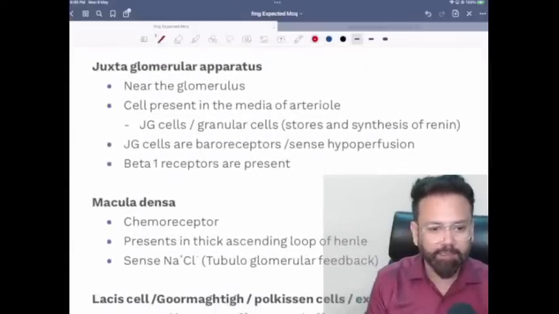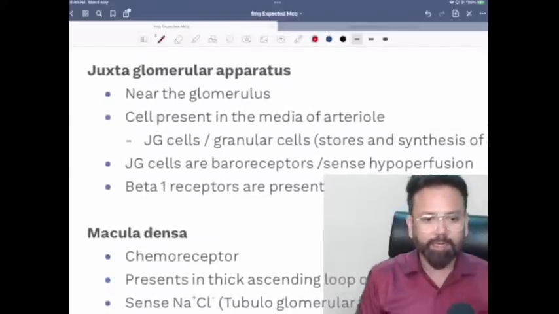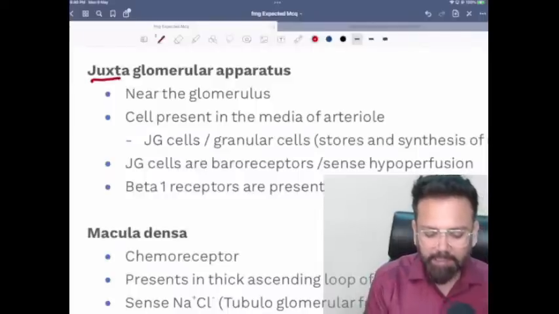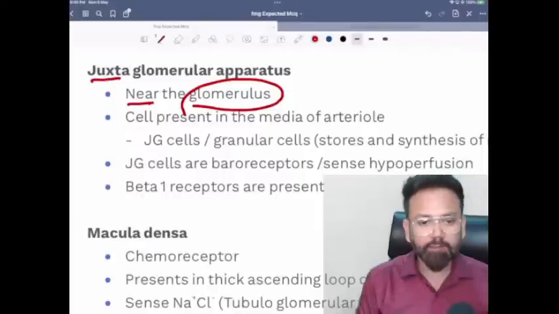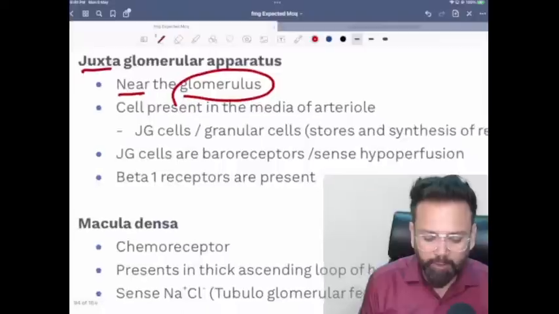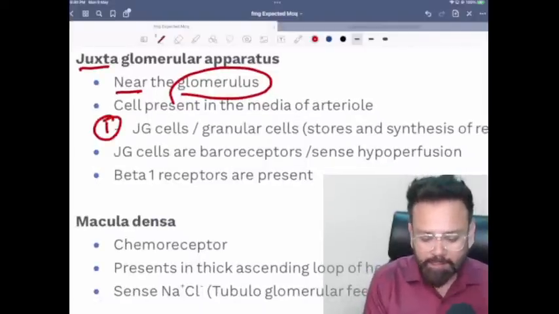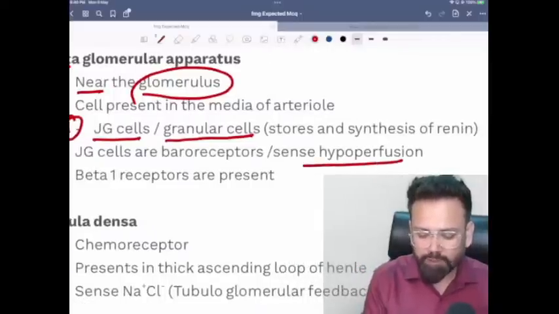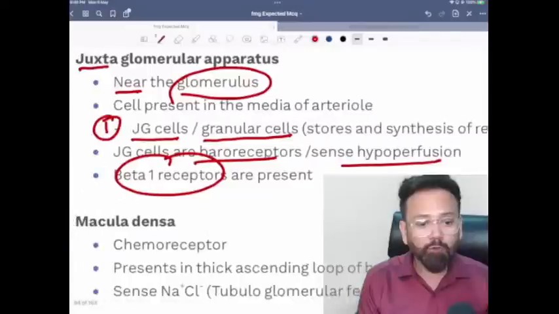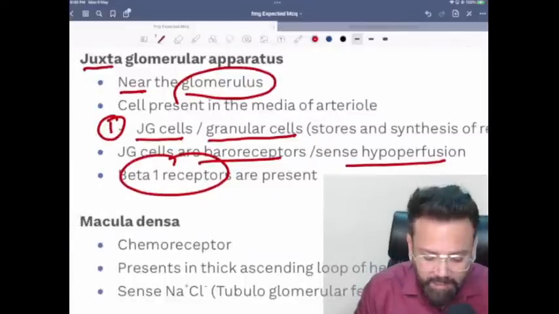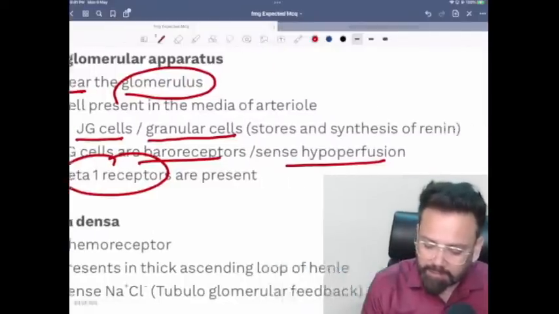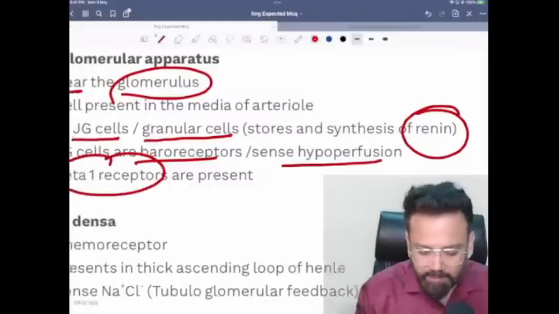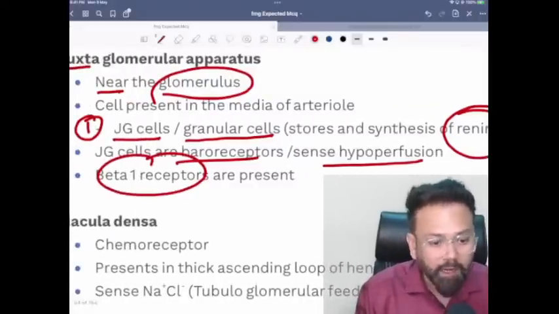Juxtaglomerular apparatus, JG apparatus. What is the location of JG apparatus? Question number 1. This topic is very important. Location. Juxta means near. It is near the glomerulus. Cell number 1 is called JG cell or granular cells, and they can sense hypoperfusion because they have beta 1 receptor. Which receptor is present on JG cell? Answer is beta 1 receptor. And what do they release? They release renin hormone. So number 1 component of JG apparatus is JG cell, called granular cell.